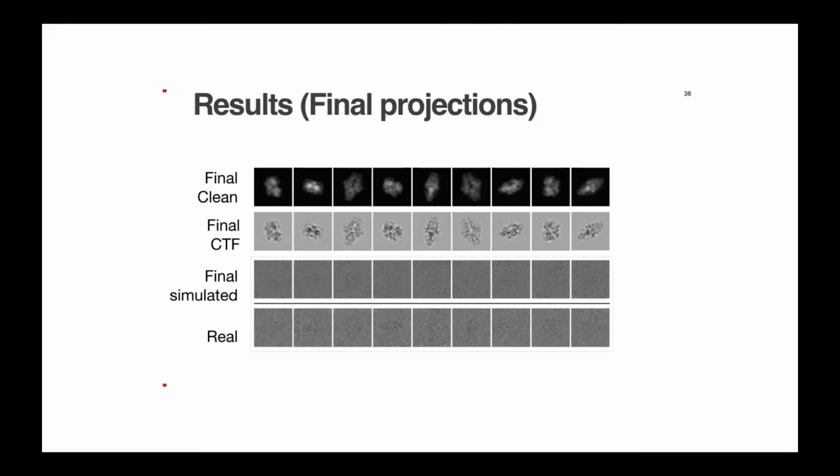The final clean prediction before we add the noise or corruptive CTF looks like the first row. Then we add CTF to it as our simulator has, and the final simulated images are in the third row, and the fourth row has the real data. So basically the last two rows are what the discriminator sees, and our method converges when the discriminator can't distinguish the two last rows.